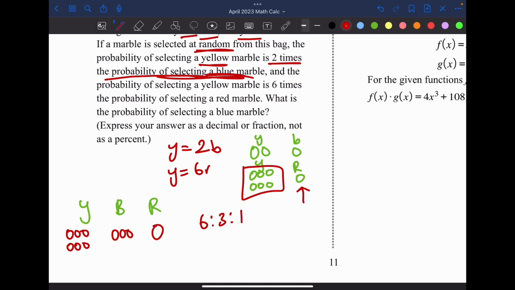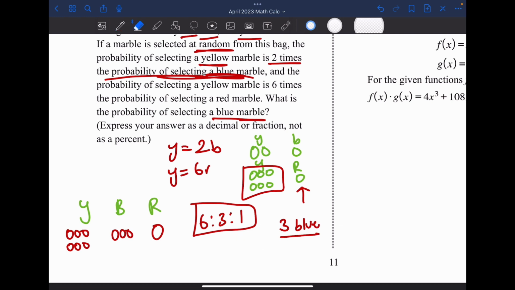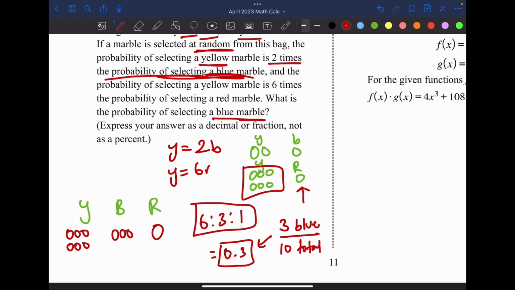And then it says, what is the probability of selecting a blue marble? Now it's pretty easy, because looking at the ratio, we know that there are 3 blue marbles, so 3 blue, and then there's a total of 10 marbles in the ratio. So 10 total, that means this is 3 over 10 or 0.3. That is our answer, and we are done. All we did here was find the ratio, and then do what we would usually do to find the probability from the ratio.